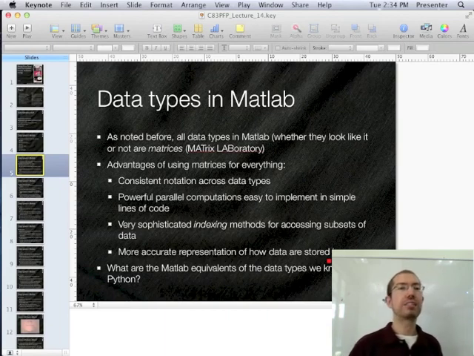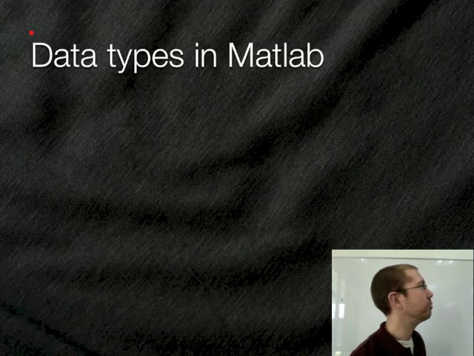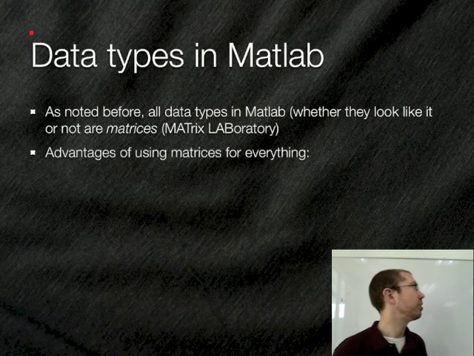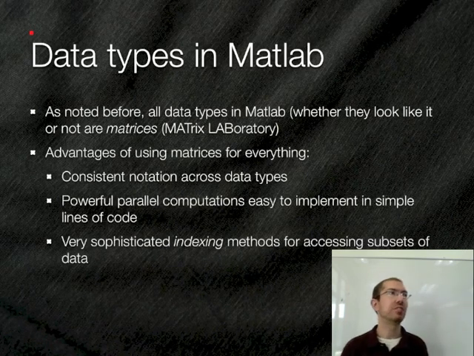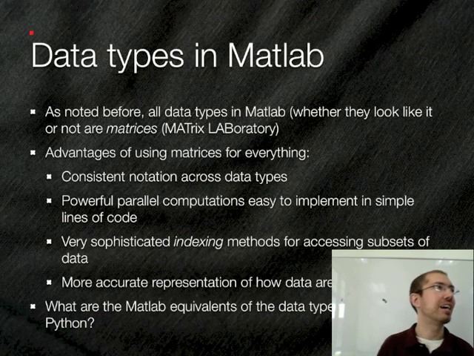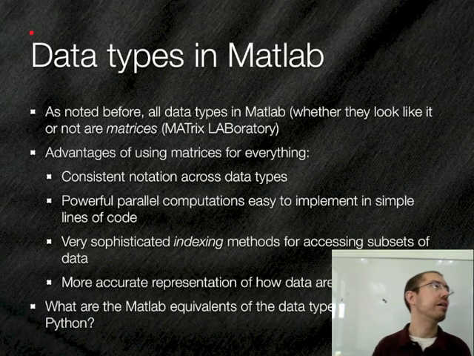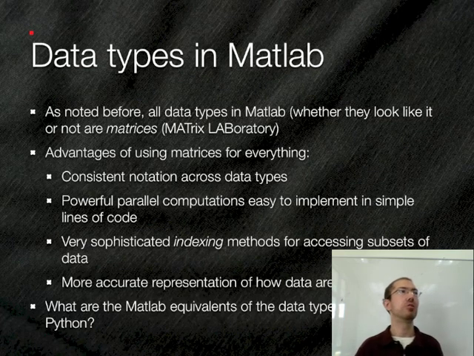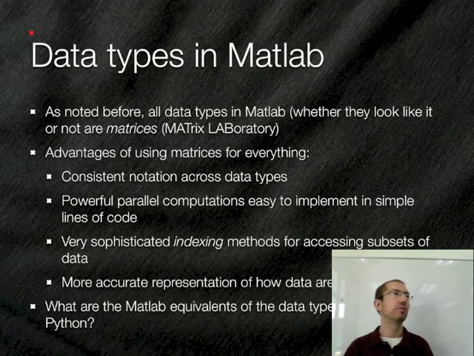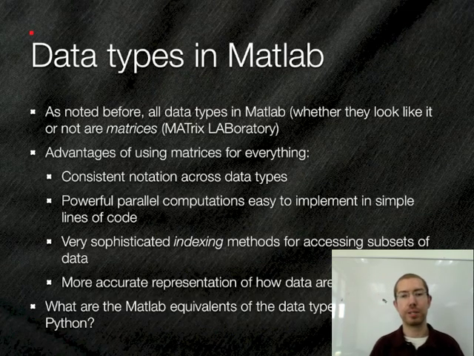Okay, and the last thing is that it's a more accurate reflection if you really know how these things are implemented in the computer hardware. Treating everything as matrices is actually a pretty accurate way of reflecting how data are stored in memory. I mean, maybe there's value to that and maybe there's not, but you can get closer to the computations if your data storage method reflects the way that information is stored in memory.